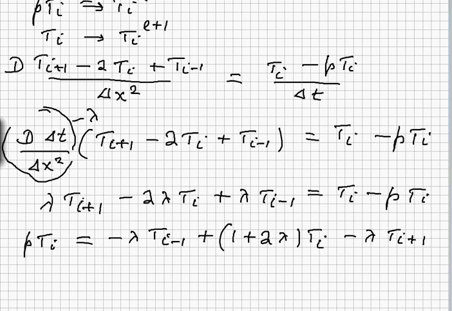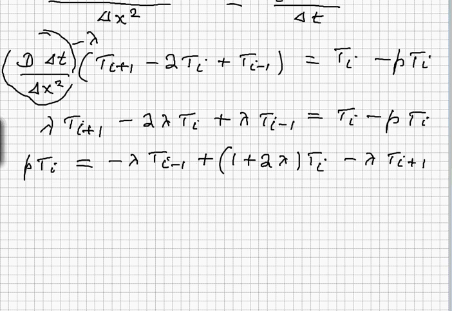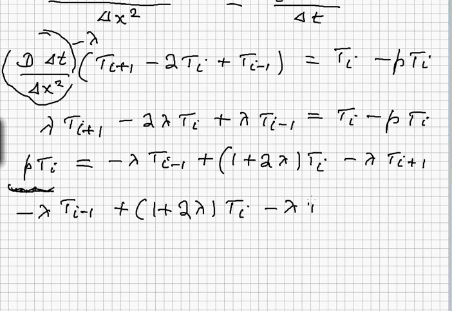Now I'm going to define something. Let me rearrange this. I'm going to flip this whole thing, this to the left hand side and that to the right hand side, and write in the final form: minus lambda Ti minus 1 plus 1 plus 2 lambda times Ti minus lambda times Ti plus 1 is equal to Pti.